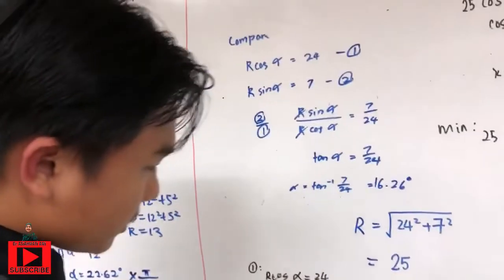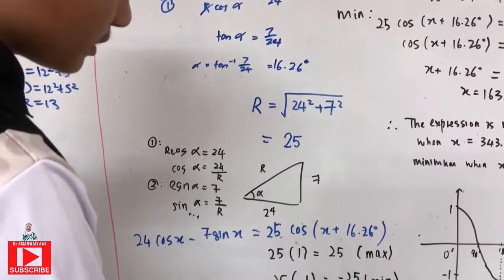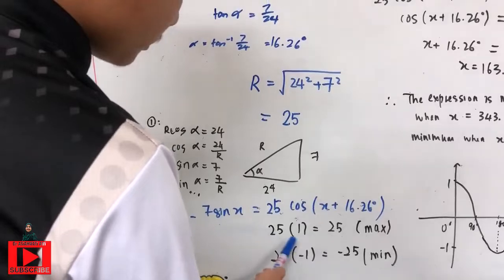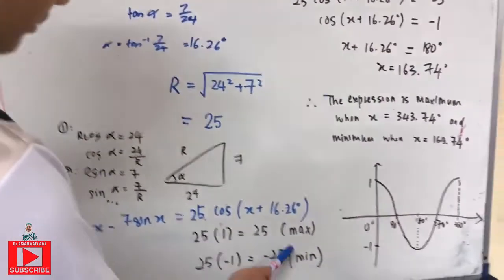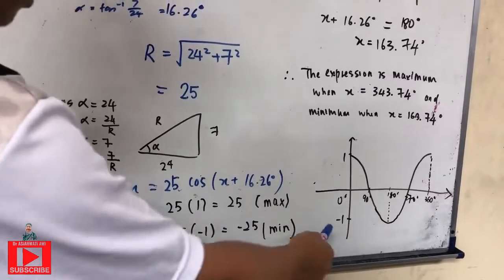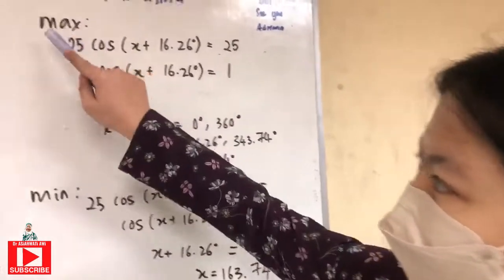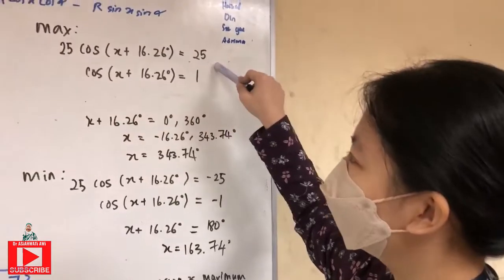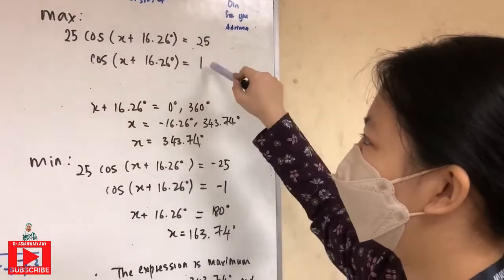So from this equation, to find the maximum and minimum, we multiply r by 1, the peak of the graph, and we get the maximum, 25. To find the minimum, we multiply by negative 1, which is negative 25. So for the maximum, it equals 25. Then 25 divided by 25, we get 1.